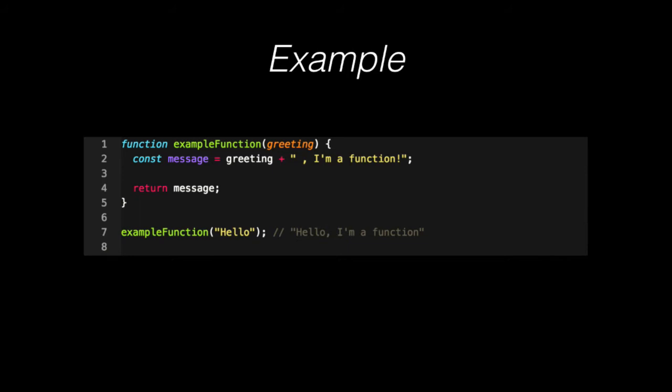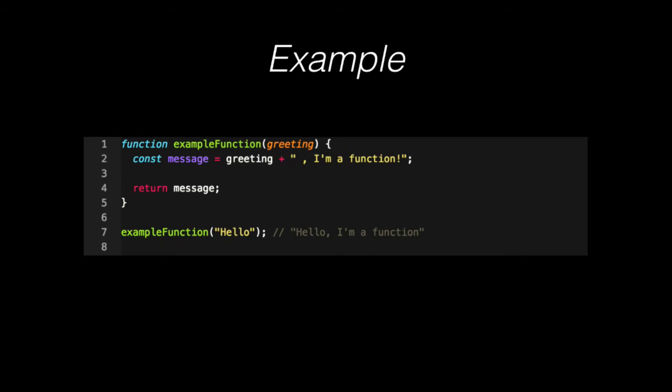So this is a function called example function. It takes a parameter here called greeting. And then in the body of the function, which is everything between the two curly braces, it's saying here that there is a variable called message that takes the greeting, which is the input, and then appends that to the string that says, I'm a function. And then it's returning the message. That's the value that it's returning.